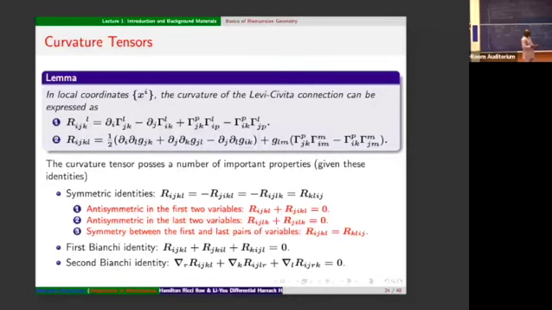Okay, of the curvature tensor: anti-symmetric in the first two variables, also anti-symmetric in the last two variables. So when you change that, it's going to be, and that's what you have here. It's symmetric in the first variable, that is this. Symmetric in the second variable, that is this. Okay, then this is what is called the first Bianchi identity. So you have this sum equal to 0, and this is the second Bianchi identity. So they are very, very important and we will come across them.